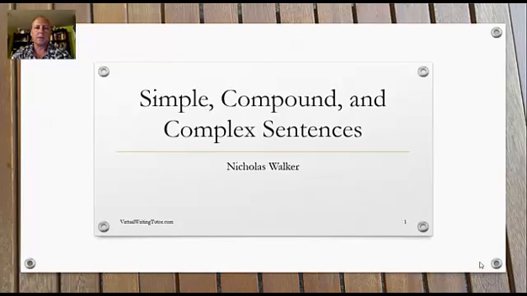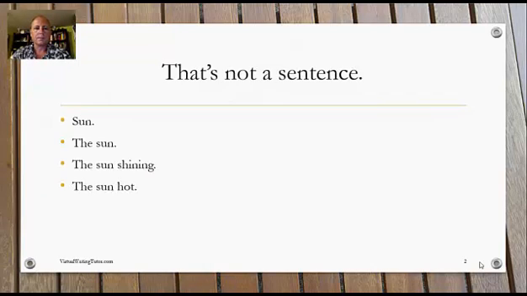But first, let's begin by noticing what is not a sentence. Look at these four examples: Sun, the sun, shining, the sun hot. None of these four examples contains a conjugated verb, and so therefore they cannot be considered sentences.